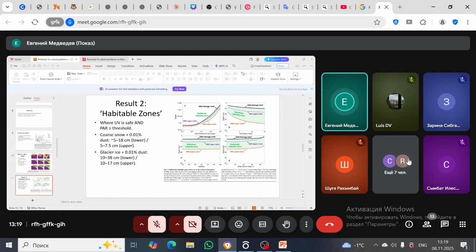And we still have no direct spectral light measurement inside Martian ice. So it's a key data gap. So the paper gives a strong testable hypothesis, but we need a targeted field measurement on Mars.